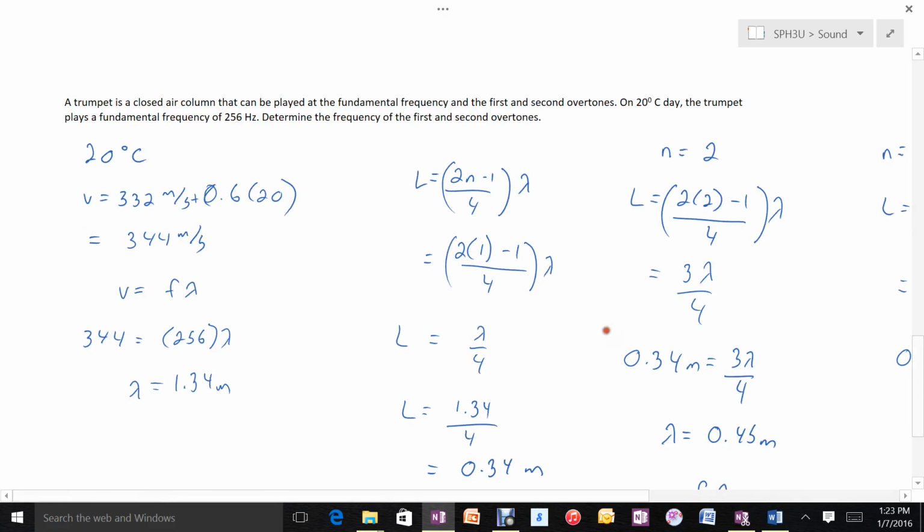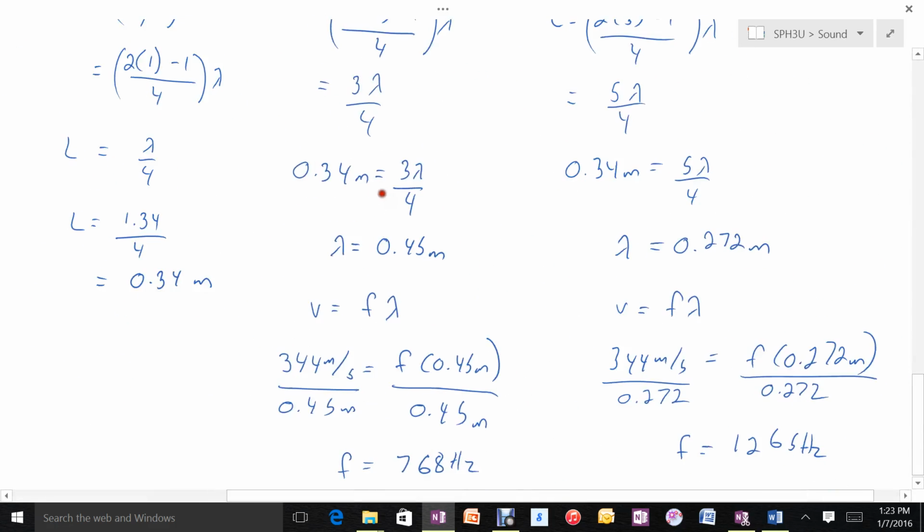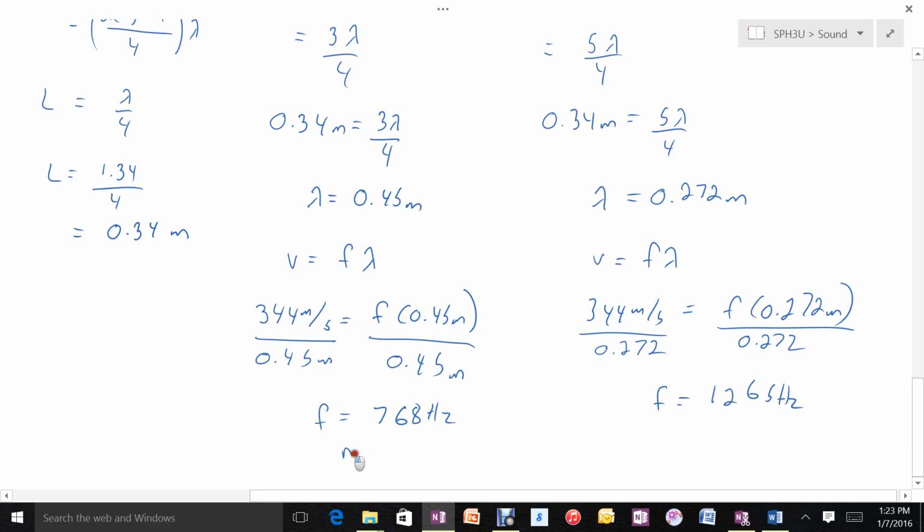So, if it plays 256 as its fundamental frequency, the first overtone, or the n equals 2, will be 768 hertz, and the n equals 3 will be 1,265 hertz.